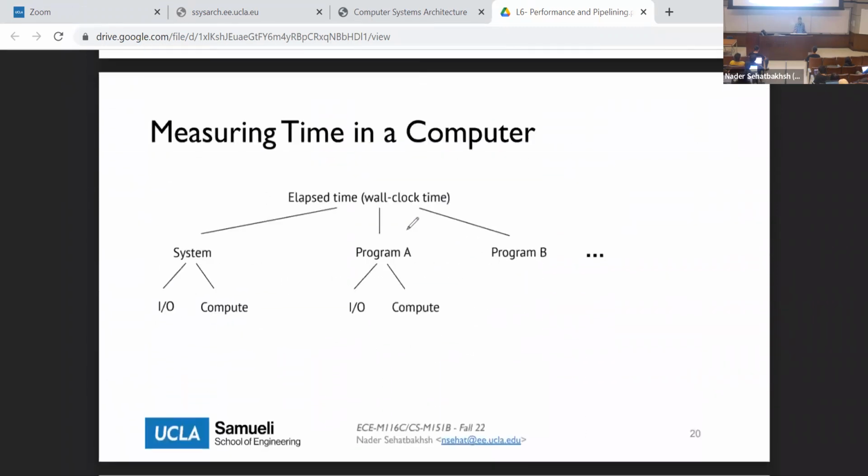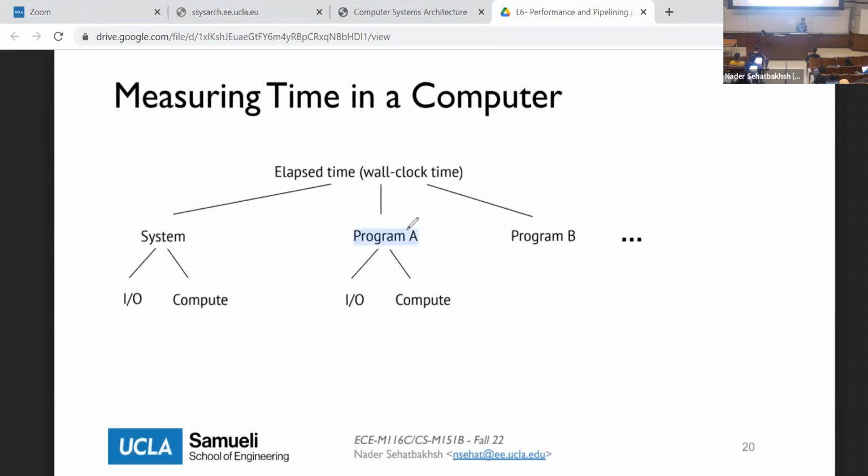In order to measure time, we follow this kind of graph. If you look at the time that we see as an observer outside the computer, what we usually measure is the wall clock time, or elapsed time. We run the application, we wait for some time, we see the results and say, okay, this is the time it takes for this application to finish, right?